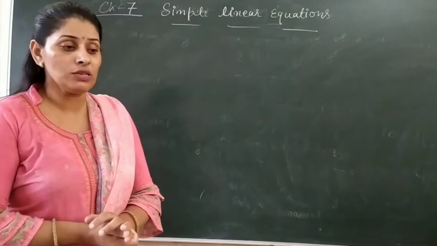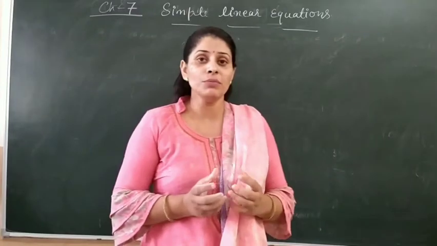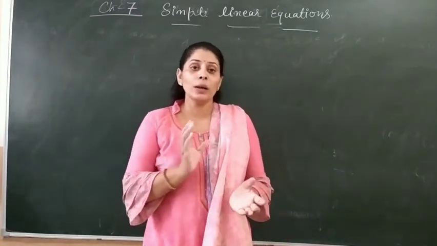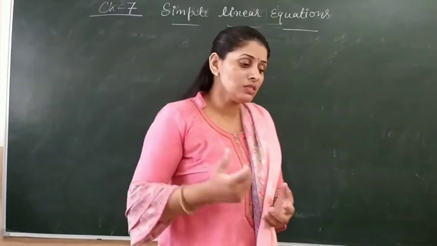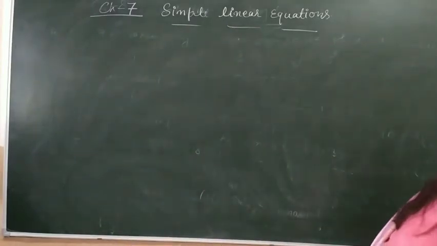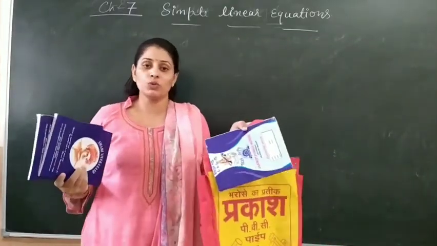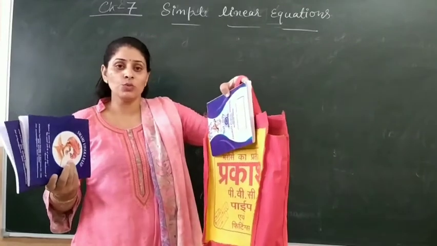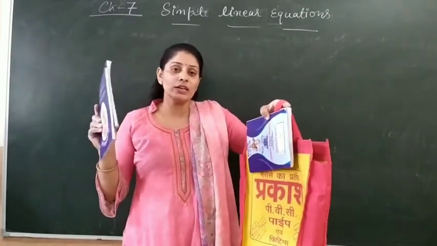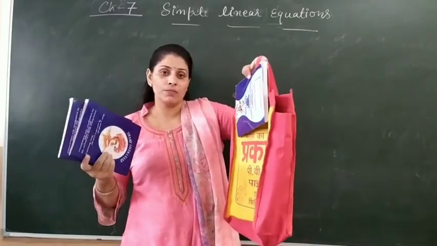A linear equation. What is the meaning of equation? Equating something. Equation means equating something, balancing something, or comparing something. Let me give an example. I have a carry bag along with a notebook, and this is equal to, and balanced with, two notebooks. Then we have to find out how many notebooks are there in my carry bag.